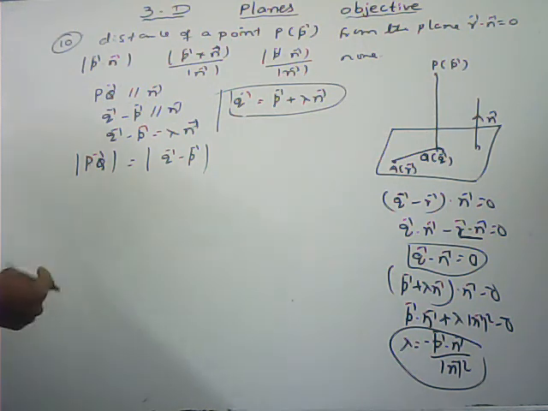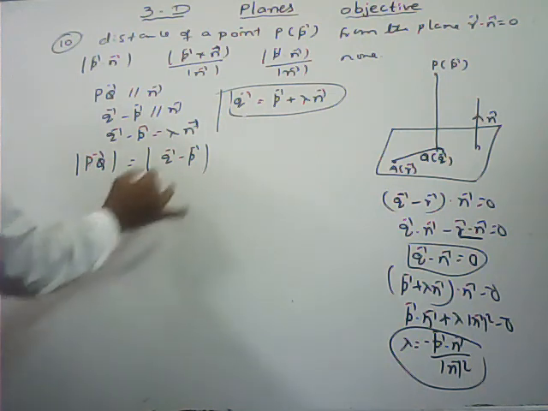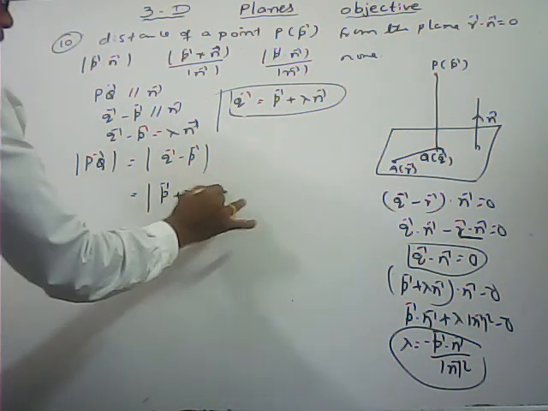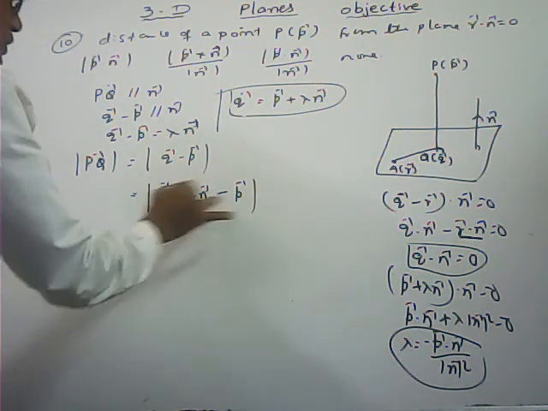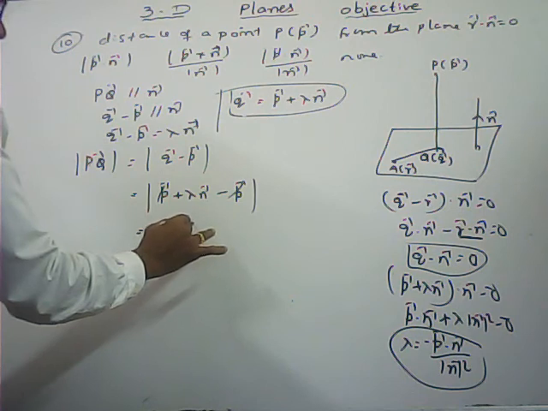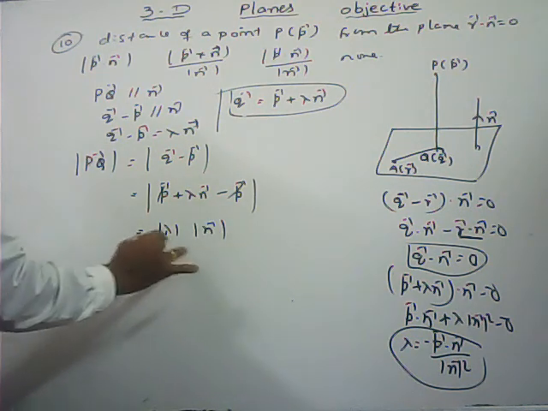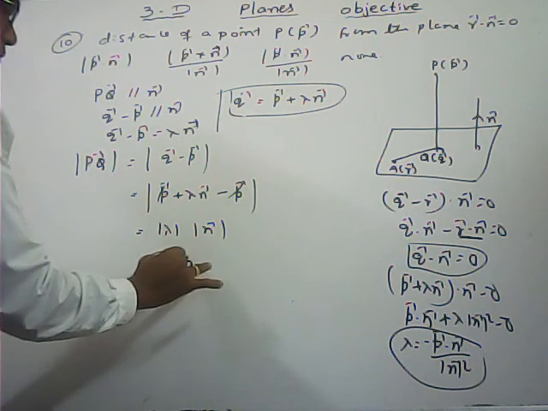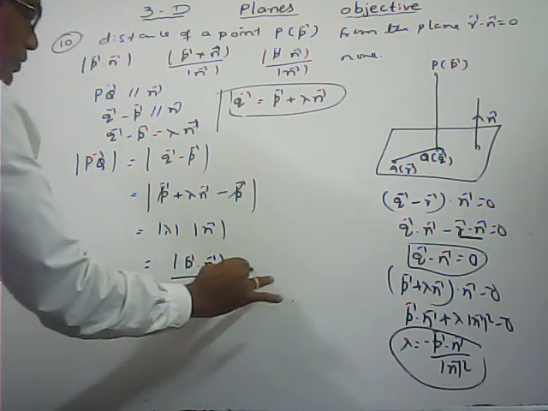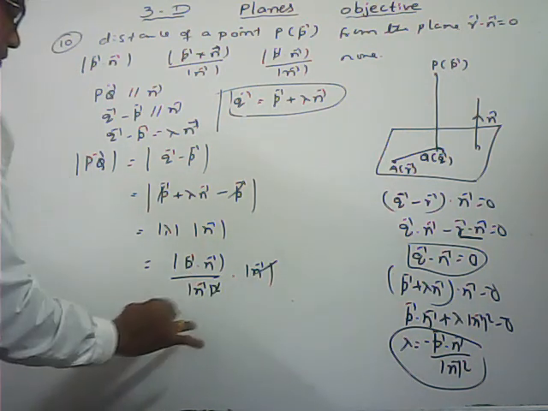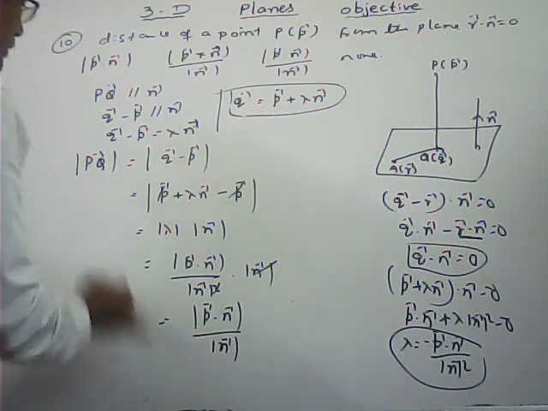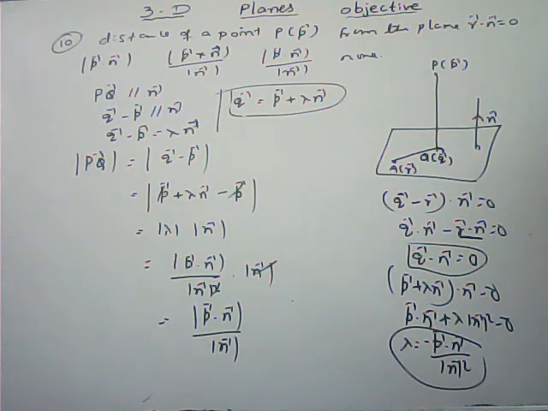So here modulus of Q bar minus P bar, that is P bar plus lambda N bar minus P bar. Here these two get cancelled. Modulus of lambda into modulus of N bar. Modulus of lambda, that is modulus of P bar dot N bar by modulus of N bar square, into modulus of N bar. This one square gets cancelled. Modulus of P bar dot N bar by modulus of N bar, that is the distance. Third option.